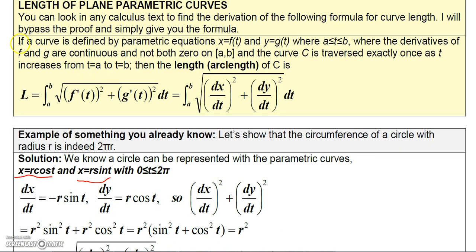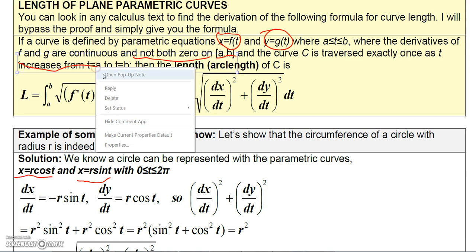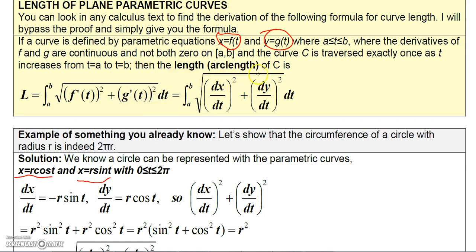So here it is. If a curve is defined by the parametric equations x equals f of t and y equals g of t, where t goes from A to B, and the derivatives of f and g are continuous, and also not both zero as t goes from A to B, and the curve is traversed exactly once as t increases from A to B, then the length of the curve, called the arc length of the curve C, is given by the formula L, for length, equals the integral from A to B of the square root of f prime of t quantity squared plus g prime of t quantity squared dt.